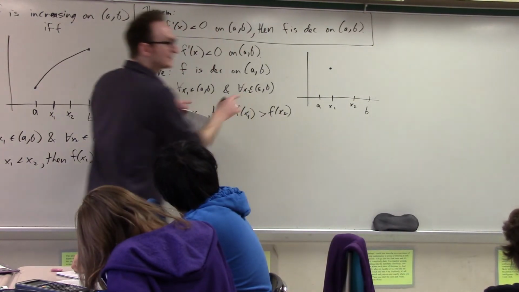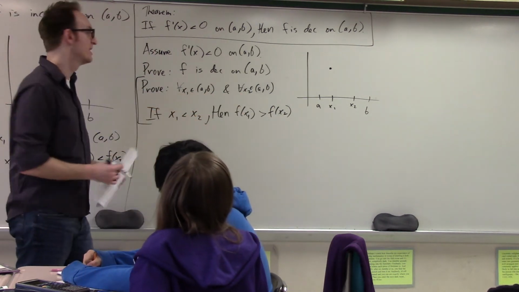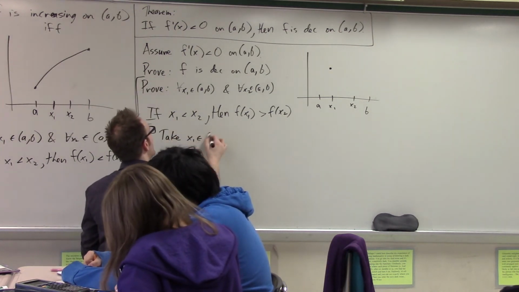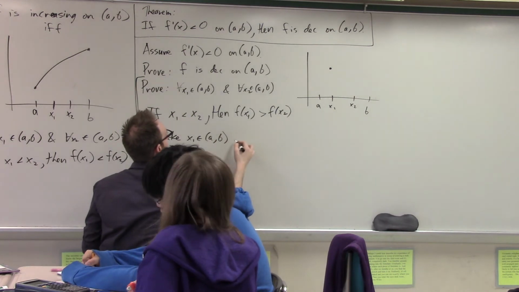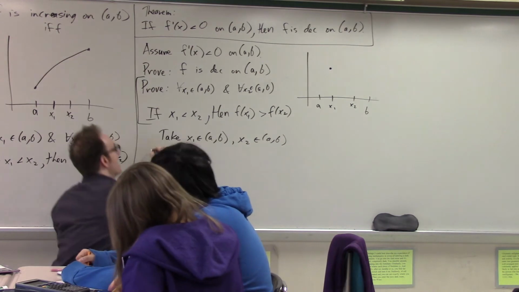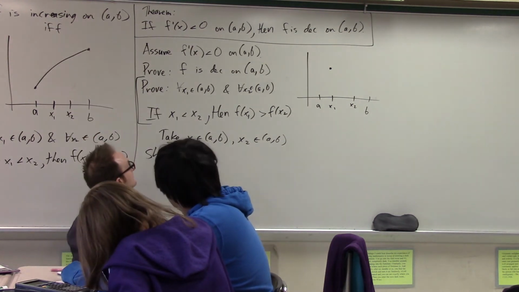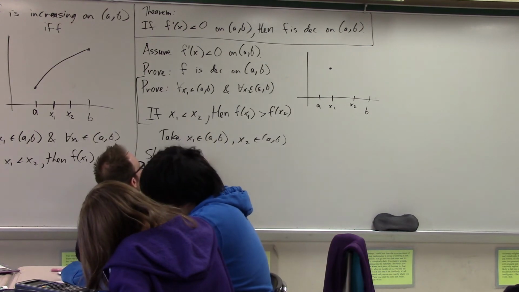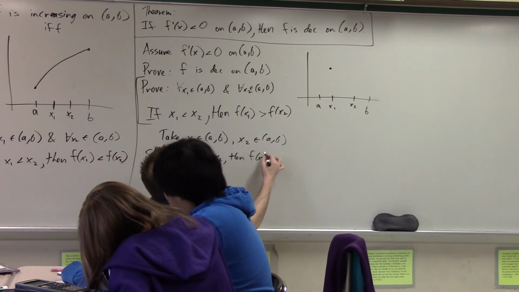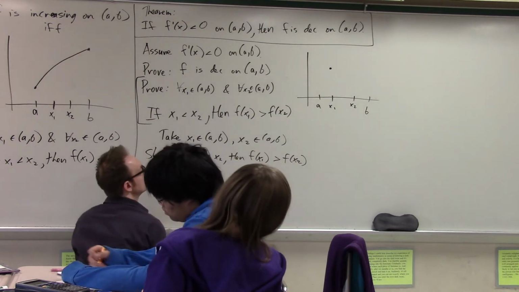Okay, we just basically start, right? If I have to prove that for any 2 points whatsoever, this conditional holds, then let's just take 2 points. Take an arbitrary x1 on the interval AB, and an x2 on the interval AB, and what do I need to show? I need to show that if x1 is less than x2, then f of x1 is greater than f of x2. Okay, John Park, how do I prove this conditional?